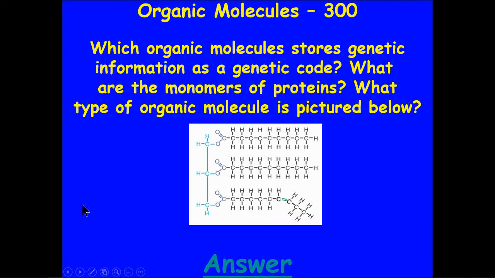Which organic molecule stores genetic information as a genetic code? What are the monomers of proteins? And what type of organic molecule is this?